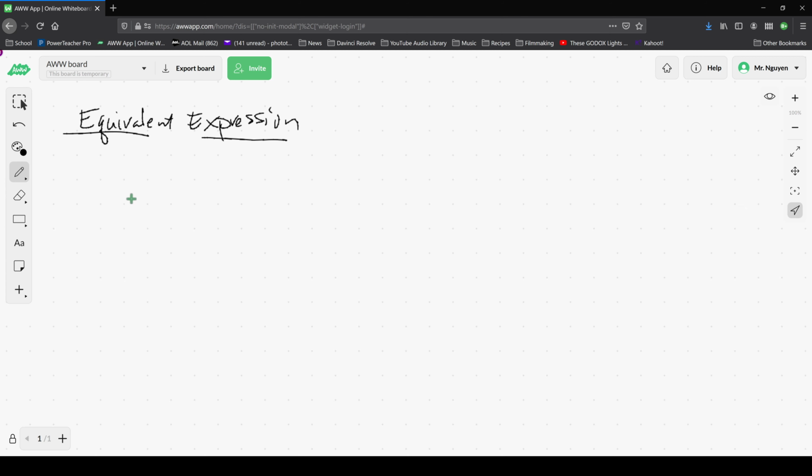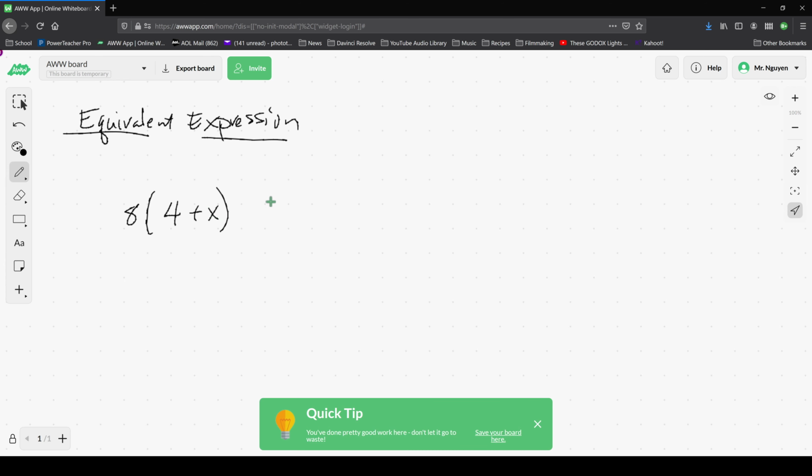So let's just say, for instance, we have 8 times 4 plus x. An equivalent expression is something that's completely equal to this. So if we did the distributive property, that would be 8 times 4 plus 8 times x, which gives us 32 plus 8x.